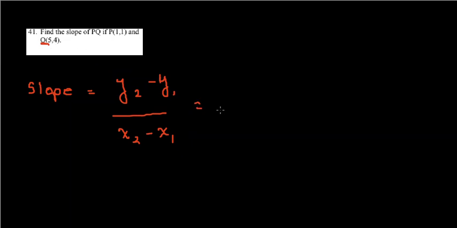Alright, so what is the y value of Q? 4. Just keep going. What's the y value of P? 1. What's the x value of Q? 5. What's the x value of P? 1. We can simplify this using, these are technically parentheses, so we can use order of operations. So 4 minus 1 is 3, divided by 5 minus 1 is 4, and that is our slope.